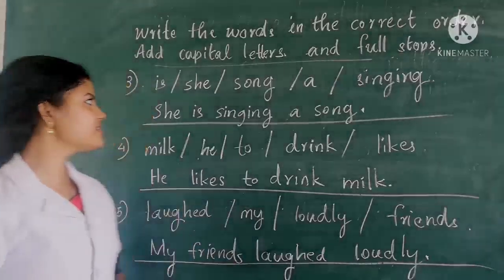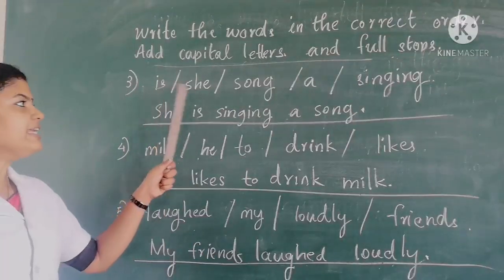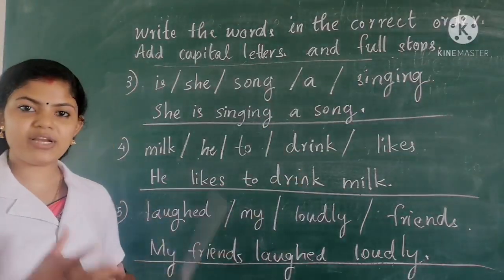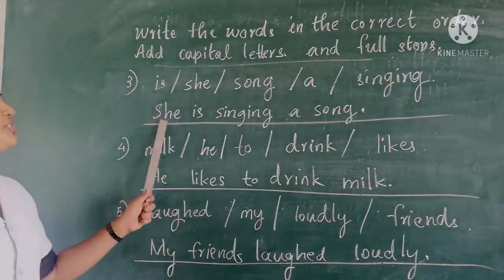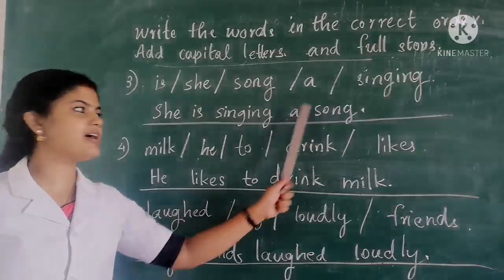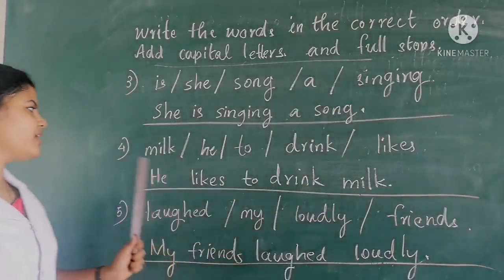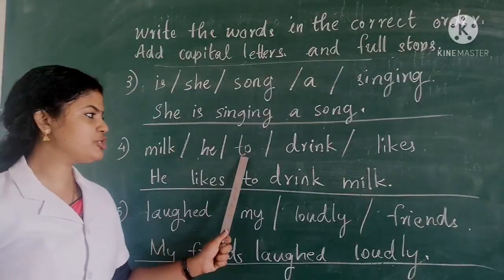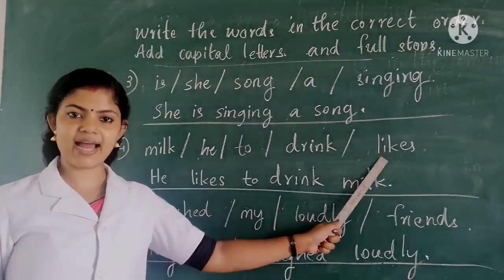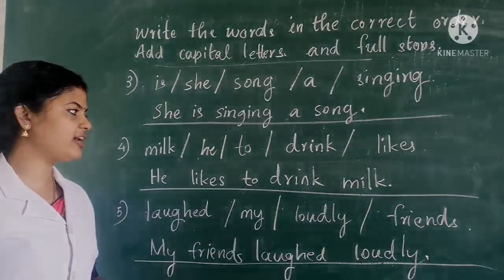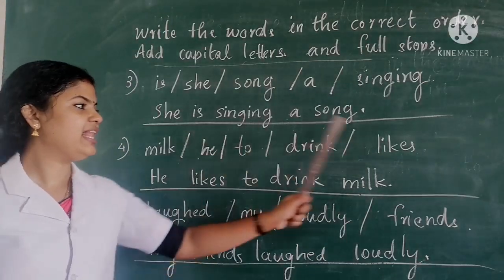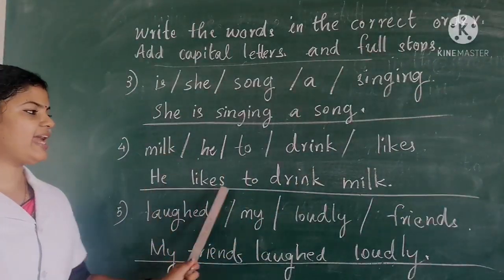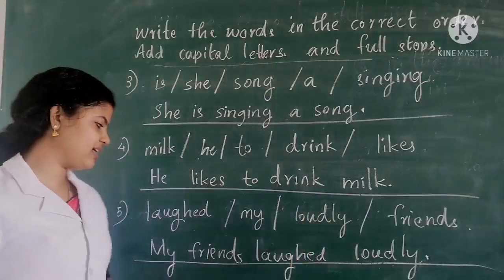Okay, next sentence 3. Is he song a singing? What is the correct order? Yes, she is singing a song. Next one, fourth one, milk he to drink and likes. What is the correct order? He likes to drink milk.